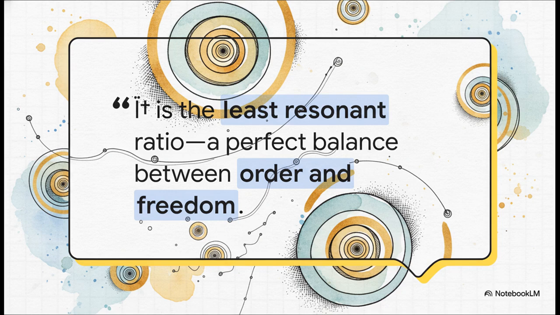But why this number? What's so special about it? Well, it turns out the golden ratio is, in a way, the most unresonant ratio. That sounds weird, but it's crucial. It prevents systems from creating destructive feedback loops. It strikes this perfect, delicate balance, stopping a system from either collapsing in on itself or just flying apart into total chaos. It's the ultimate stabilizer.